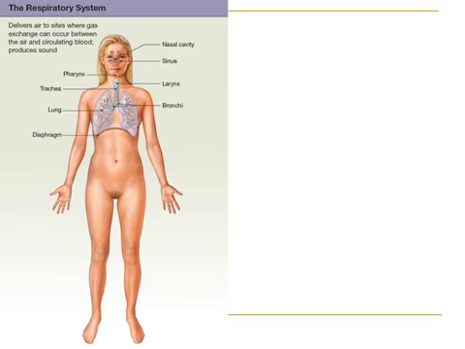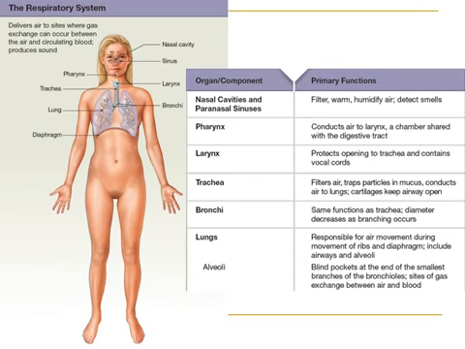The next system is the respiratory system. The components of the respiratory system are the nasal cavities and the paranasal sinuses, and the functions associated with these cavities and sinuses are that it filters, warms, and humidifies the air, and also detects smell. The olfactory receptors are present in the nasal cavity, and we have another component, that is the pharynx, and this is the common chamber for the digestive system and the respiratory system.